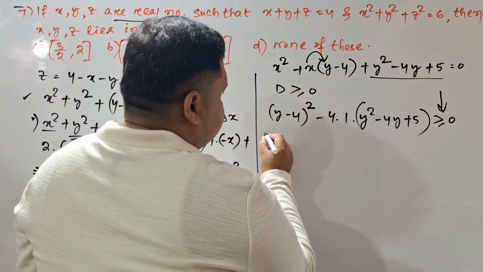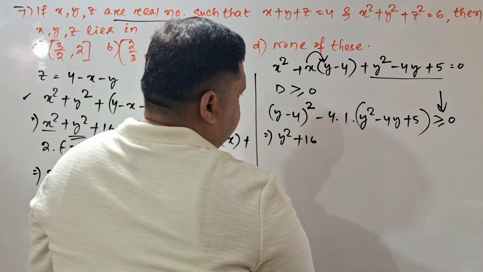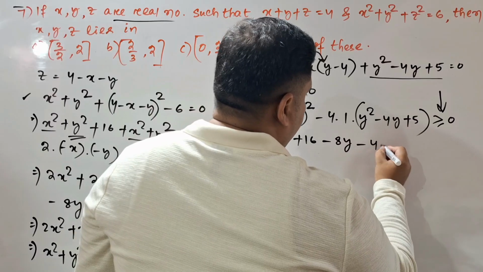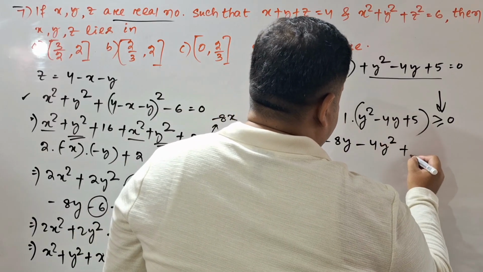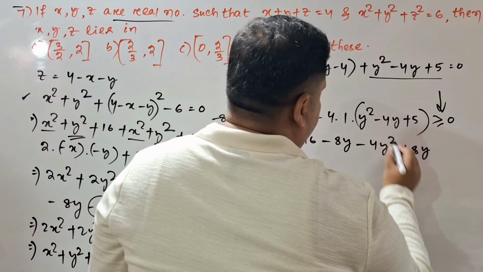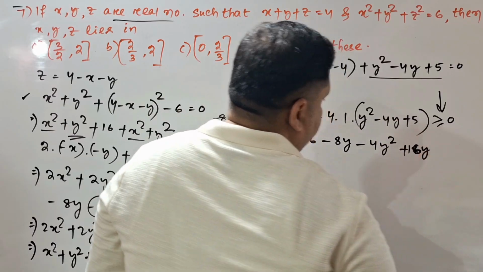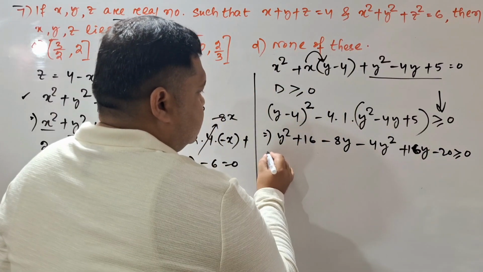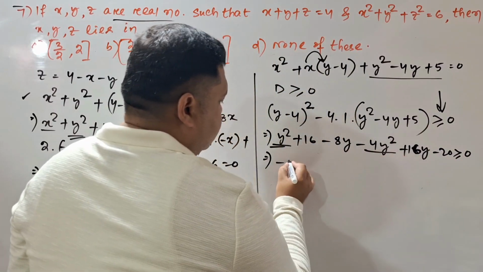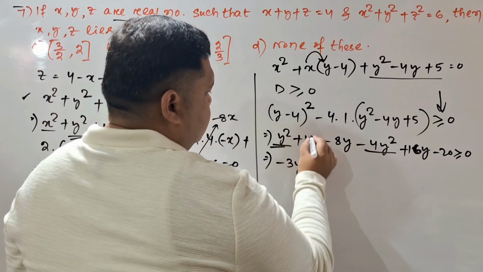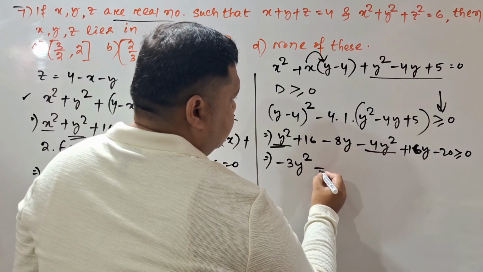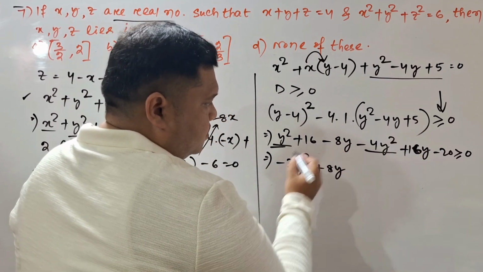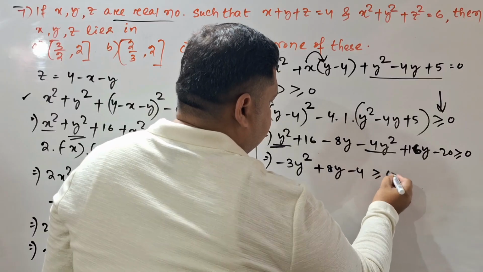Now if I simplify, minus 4 whole square, that is 16 minus 8y plus y square, minus 4 into 4 that is 16y, minus 20, greater than or equal to 0. Now if I simplify, y square minus 4y square, that is minus 3y square, then plus 16y minus 8y, that is plus 8y, and minus 20 plus 16, that is minus 4, greater than or equal to 0.